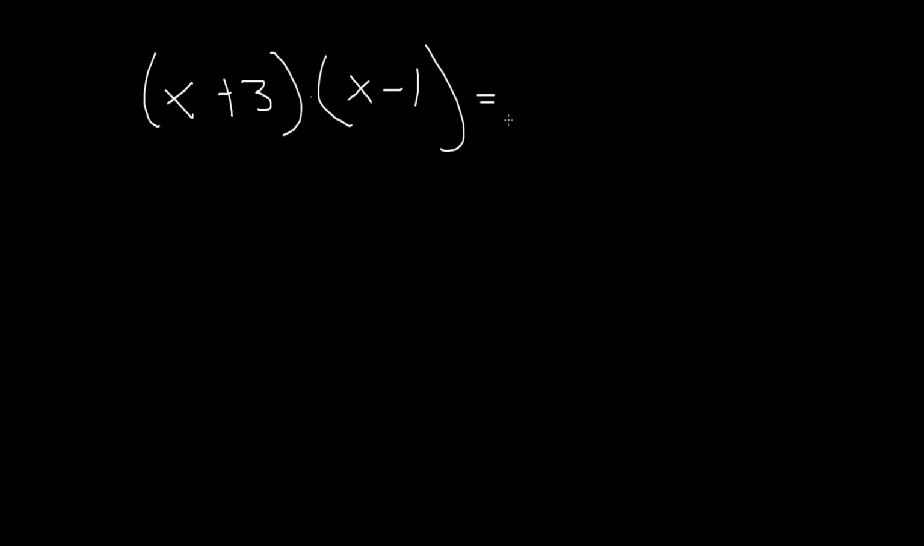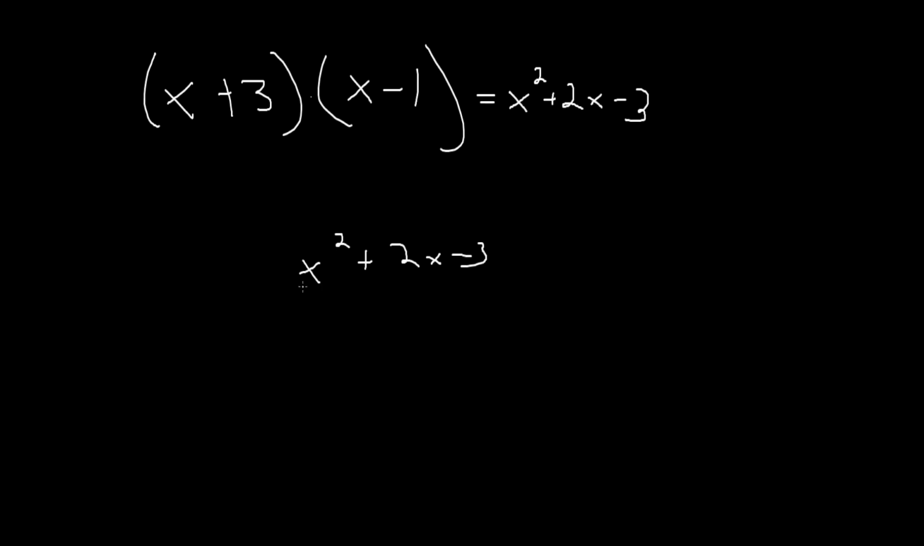So let's say someone writes x plus 3 times x minus 1. These are two things that I'm multiplying together. If I multiply them together, I should get x squared plus 2x minus 3. If you want to pause the video and double check my math on this, feel absolutely free. But now I have x squared plus 2x minus 3.